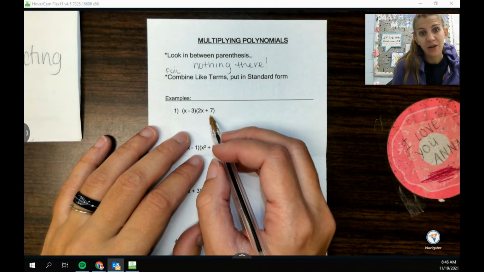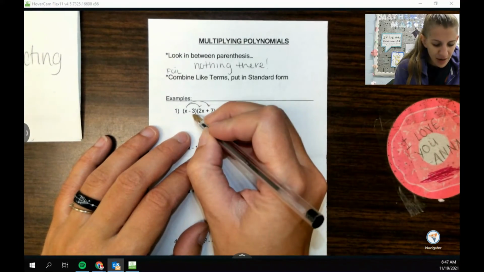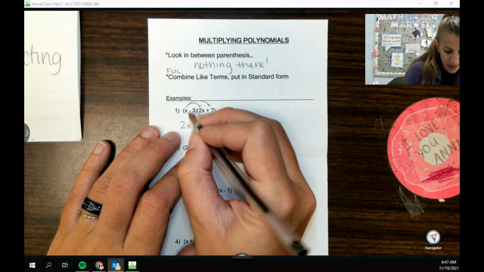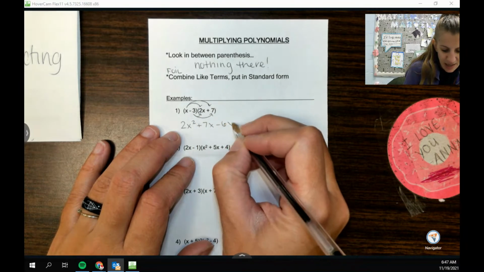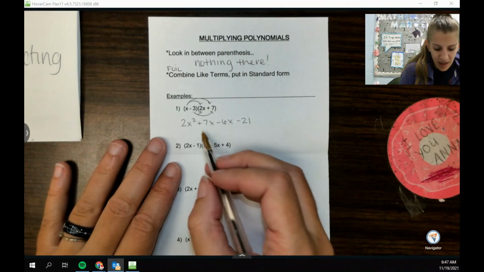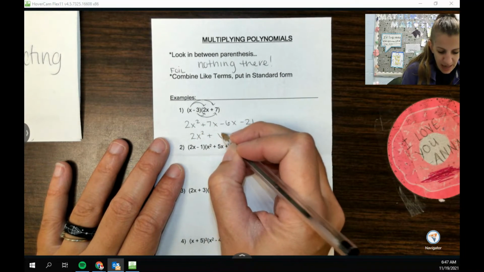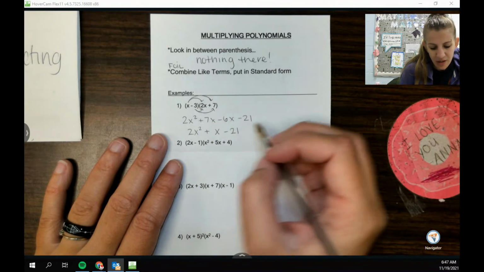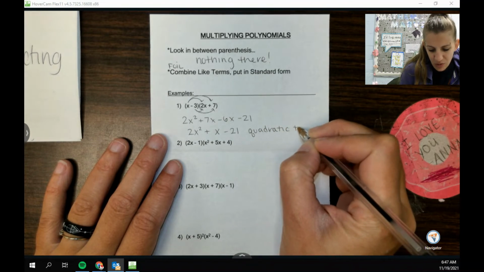So this one I can straight up FOIL, first, outer, inner, last, or distribute twice with the arrows if you prefer that. And so x times 2x is 2x squared. Then we get a 7x. Then we get a negative 6x. Then we get a negative 21. Next, I want to combine like terms. So we'd have 2x squared plus 1x minus 21. And then I can name it. The degree is 2, so quadratic. There are 3 terms, so trinomial.